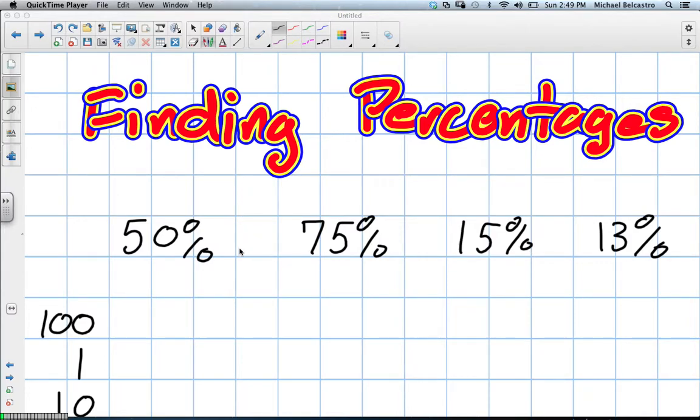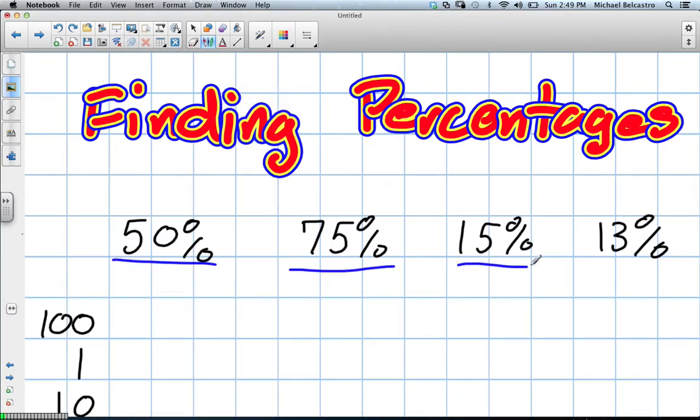So we're going to do finding percentages, and we're going to do it without a calculator. We're going to do actual multiplication ourselves. And we're going to use these specific percentages: 50, 75, 15, and 13.